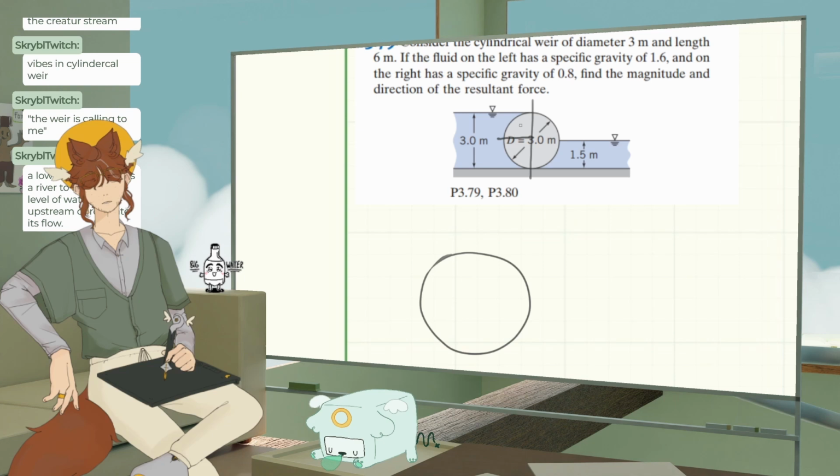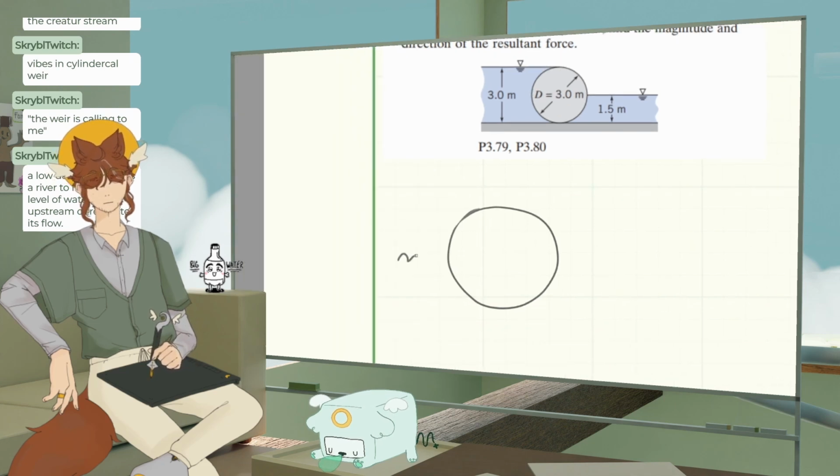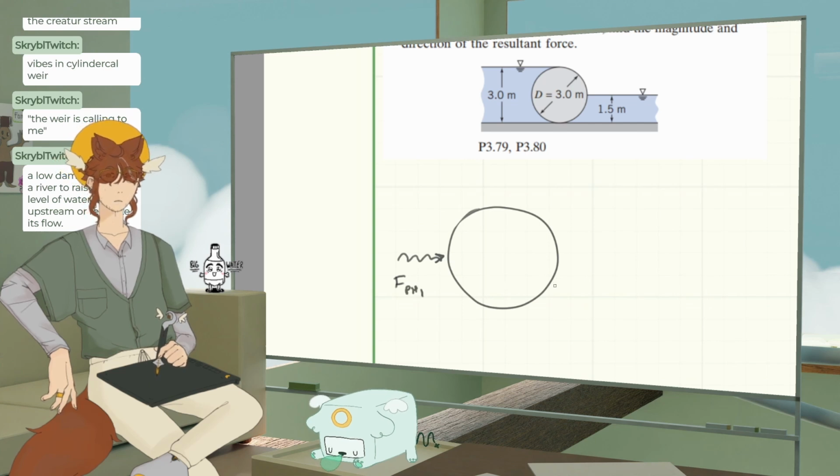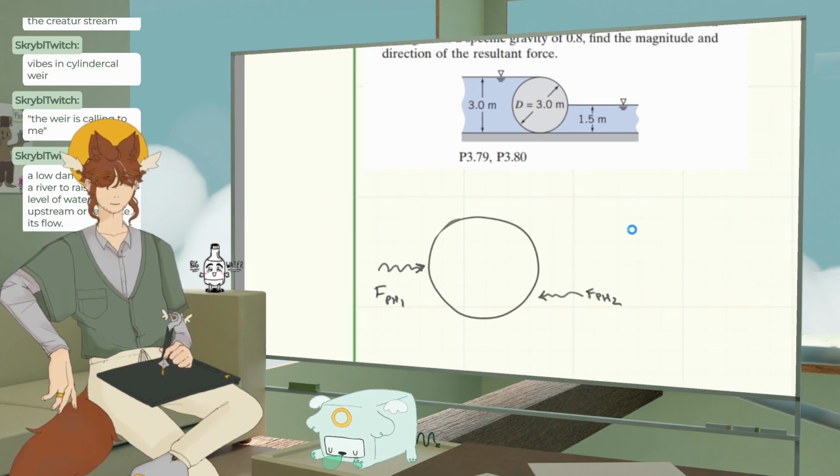I think I have to say the force here. Well, so I can do one horizontal force. FP horizontal 1. And something like this. FP horizontal 2. And the nice thing is I guess we don't actually care about any of the places these forces are acting, so we don't have to integrate necessarily.